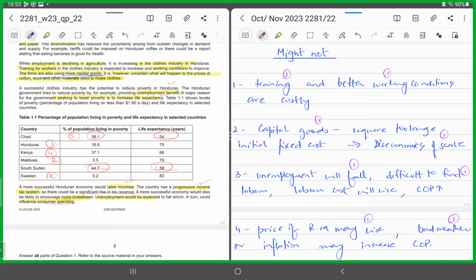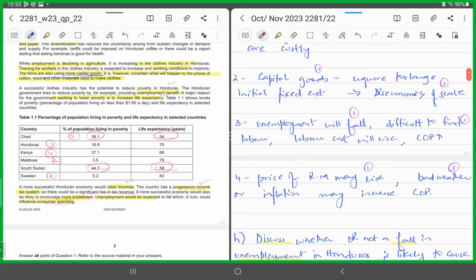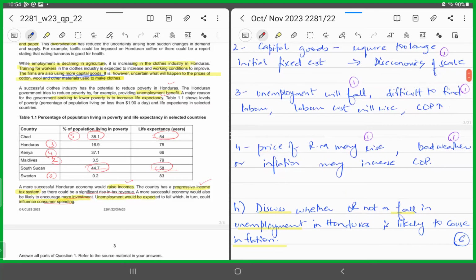However, you could also go about saying that unemployment could also, since we knew that unemployment was falling, it could be that the firms might find it difficult to now get hold of trained and highly skilled labor, which would cause them to press for higher wages, and the cost of labor would rise, causing the firm's cost of production to increase. Finally, you'll give your evaluative statement, whichever side you are going with, justifying your reasoning in the last paragraph.